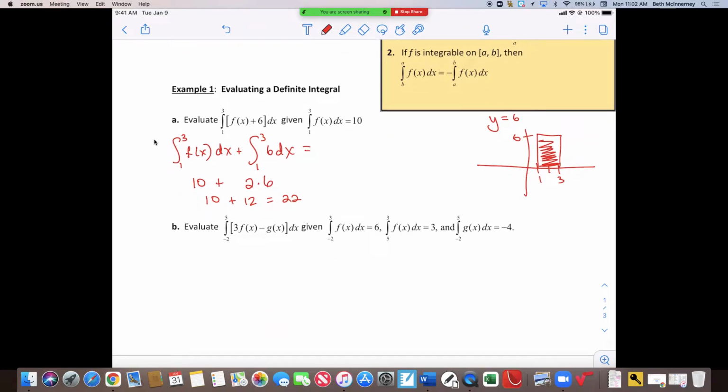All right, letter B. Evaluate the integral from negative 2 to 5 of the quantity 3 times f of x minus g of x dx. And I'm given those definite integrals. So the first thing I'm going to do is pull my constant out. And I'm going to split the subtraction of the f of x and the g of x.